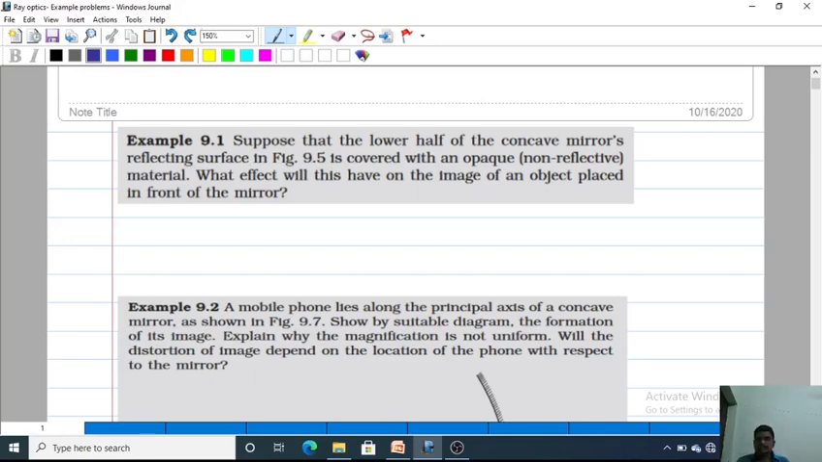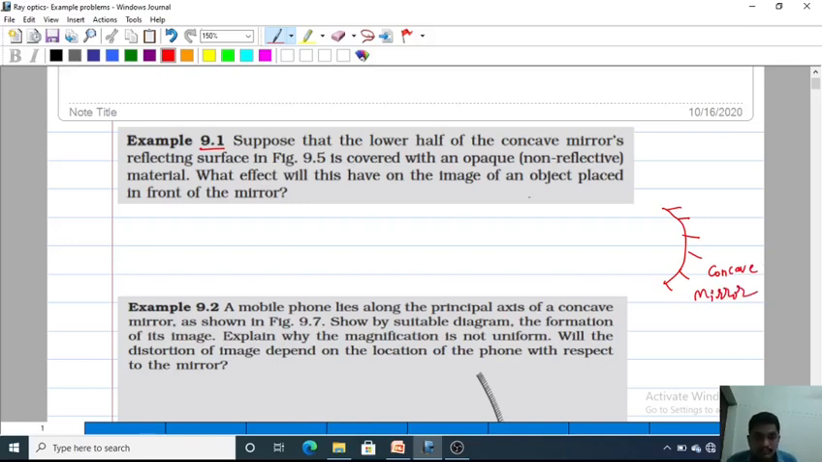Okay, and this is the first example problem, 9.1. I'll read this question first. Suppose that the lower half of a concave mirror's reflecting surface, the figure is not represented here, I'll draw the figure. This is a concave mirror.